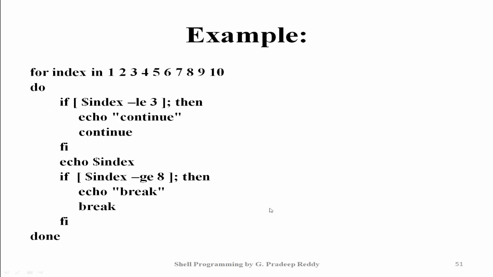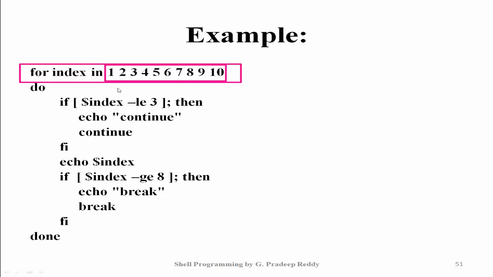Here we are having an example. Here we have specified an index for 1, 2, 3, 4, 5, 6, 7, 8, 9, 10. Up to 10 it has to execute the for statements. It means up to 10 times it has to execute. Now, if $index, so what is the index? 1, 2, 3, 4, 5, 6, 7, 8, 9, 10.